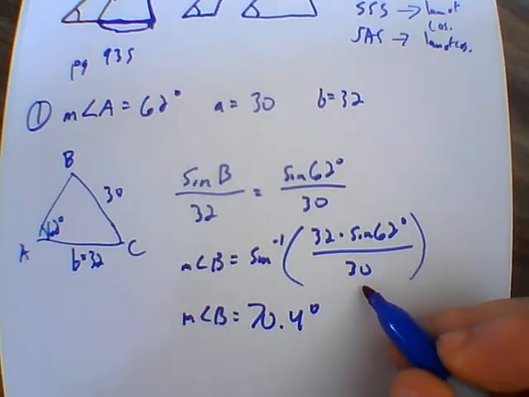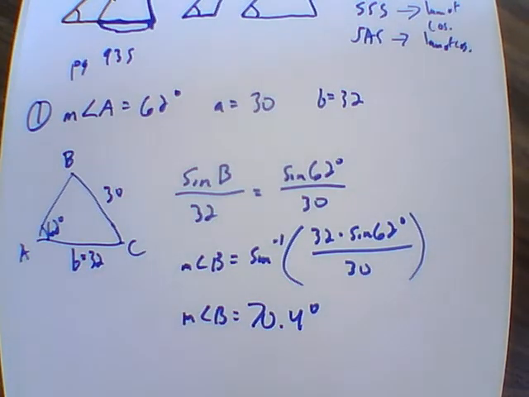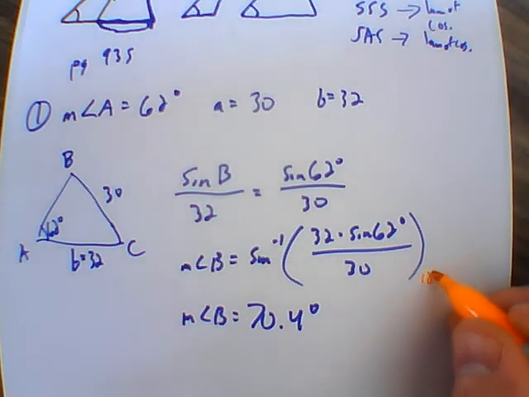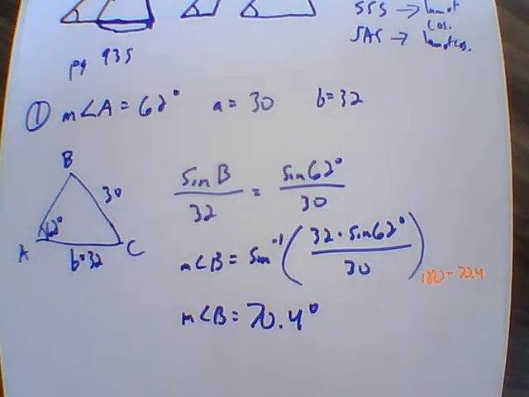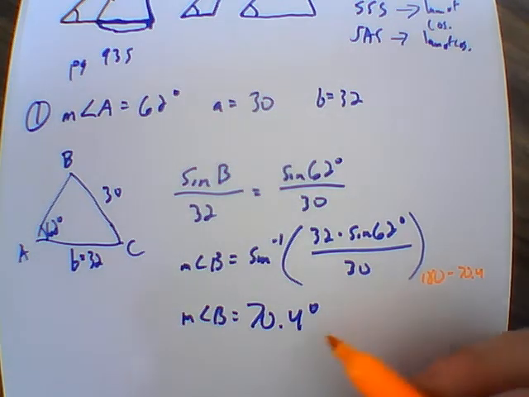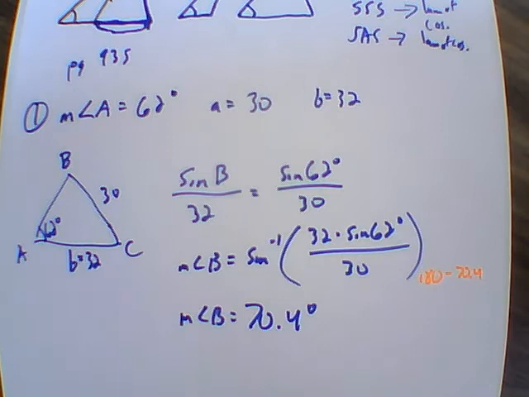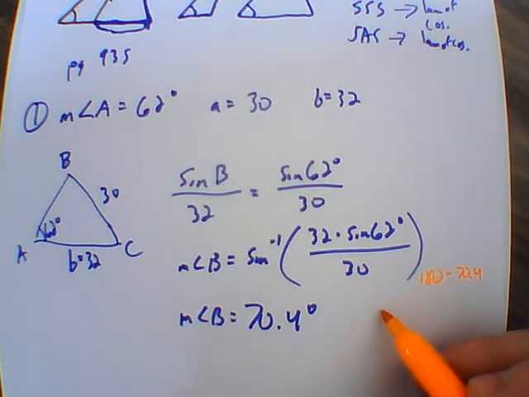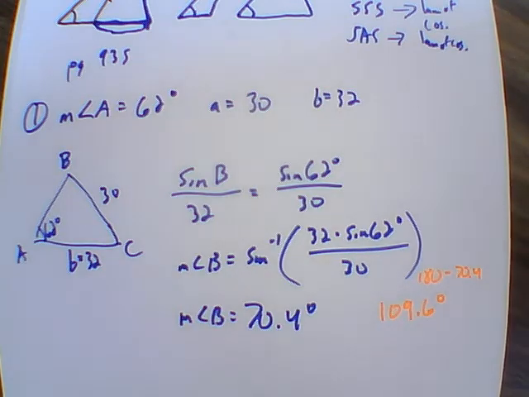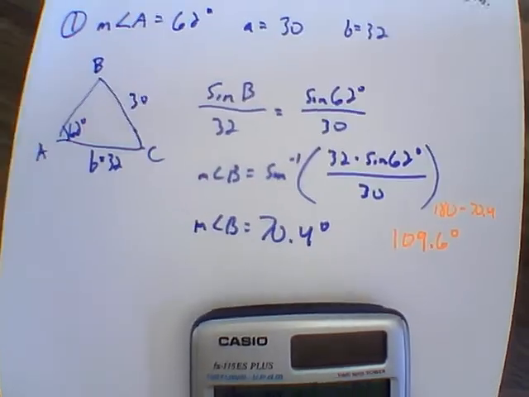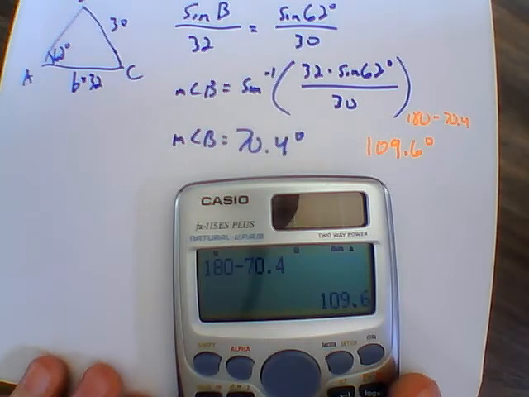So we would take 180, let me change my color here so you can see that this is kind of off on the side. We take 180 minus 70.4. So if I take 180 minus 70.4, I would see that I could also have 109.6 degrees.